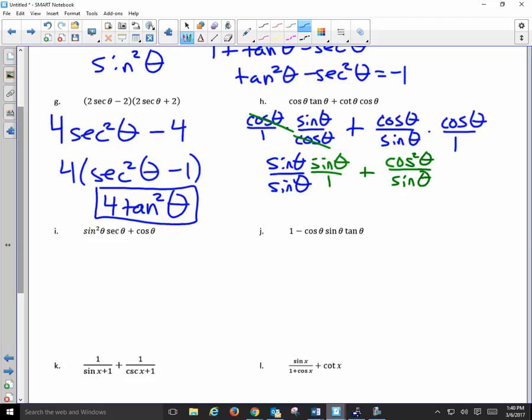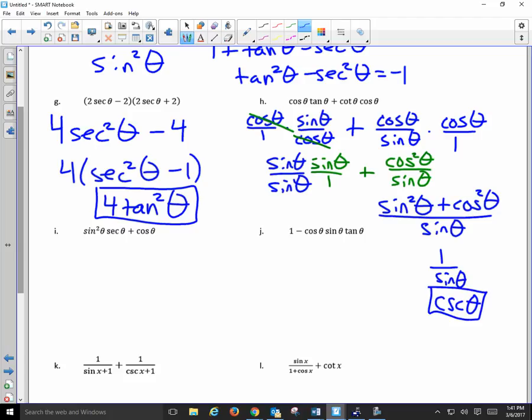Well, now, what do I have on the left-hand side? Sine squared. What do I have on the right-hand side? Cosine squared. What do you have in the denominator? So it still looks kind of ugly. If only we knew what sine squared plus cosine squared was. It's 1. The numerator, sine squared plus cosine squared is 1, and 1 over sine is cosecant.